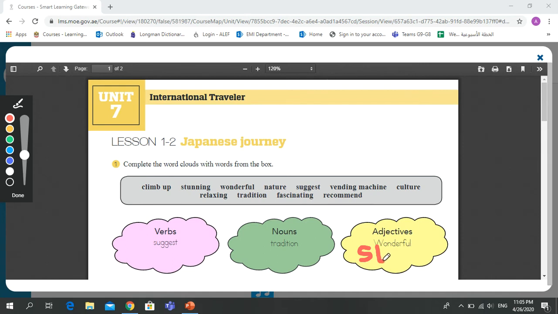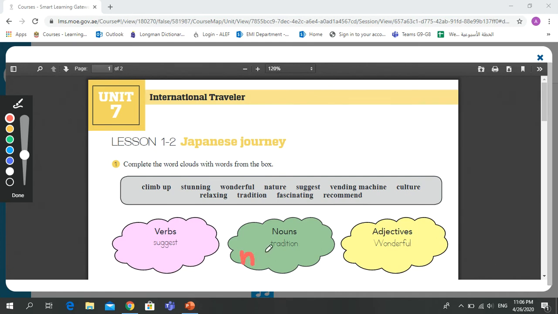S, T, U, double N, and I-N-G. Thank you. What about the word wonderful? It's an adjective. And nature is a noun. Let's try to write it here.